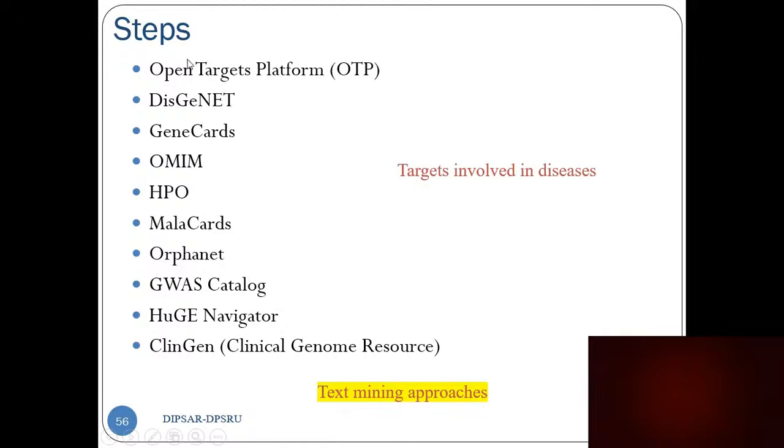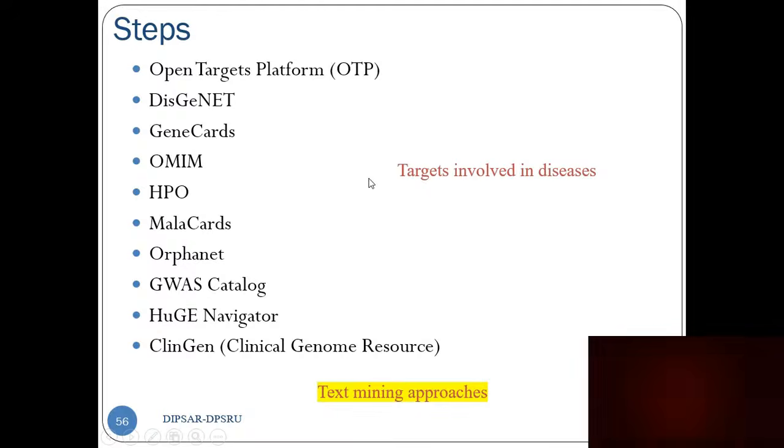So you can take a screenshot of this. These are all the databases from which you have to pull out the data regarding targets involved in disease. DisGeNET is another one. DisGeNET nowadays is asking for your institutional ID. So if you have an institutional ID, you can log in to DisGeNET, search about the disease, and pull out the targets. Like there is GeneCards, OMIM, HPO, MalaCards, Orphanet. Orphanet is particularly for orphan drugs.